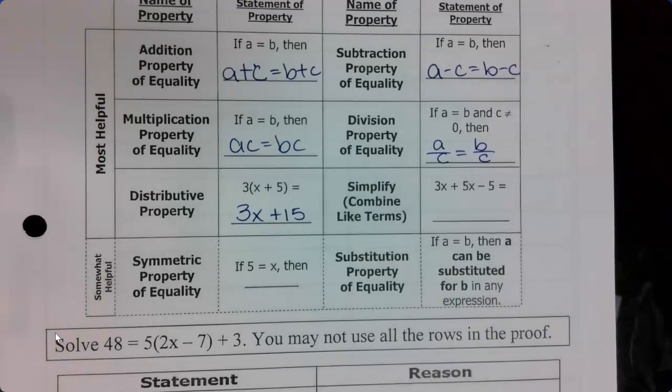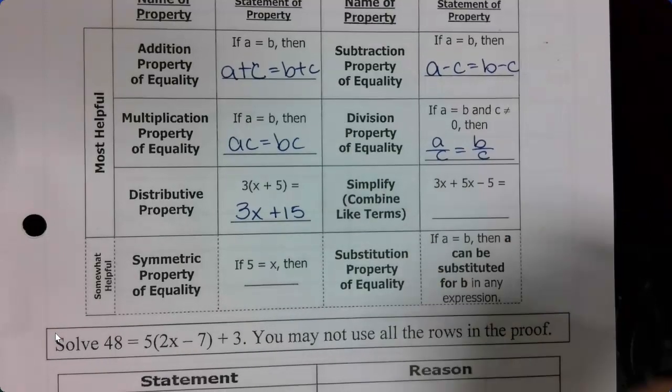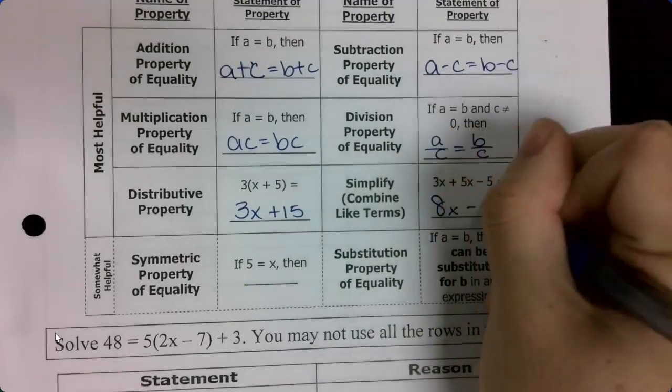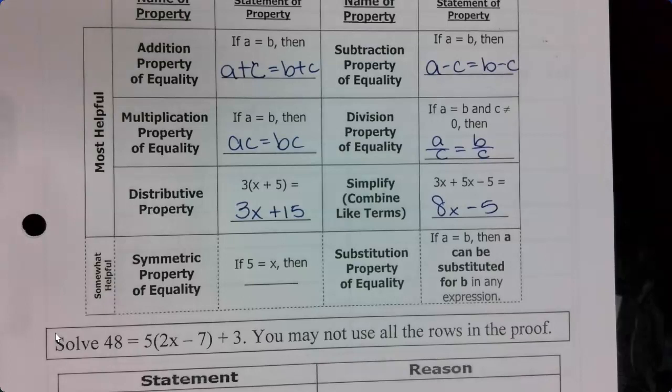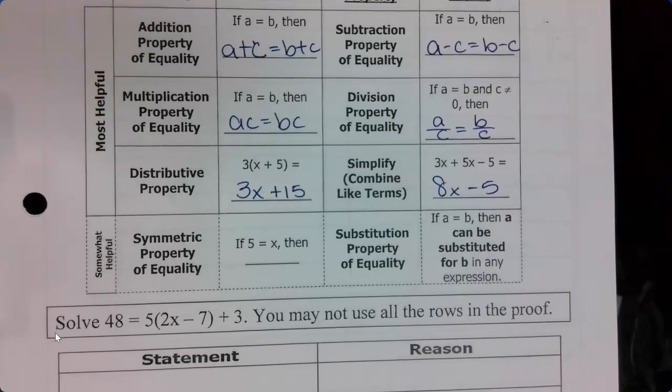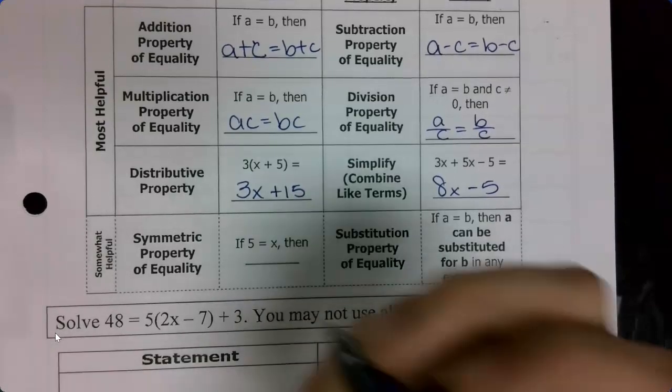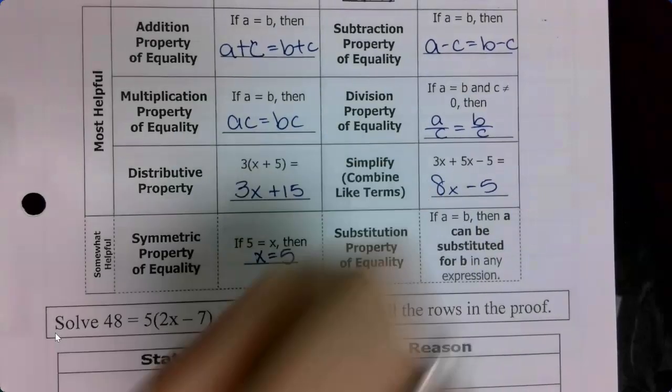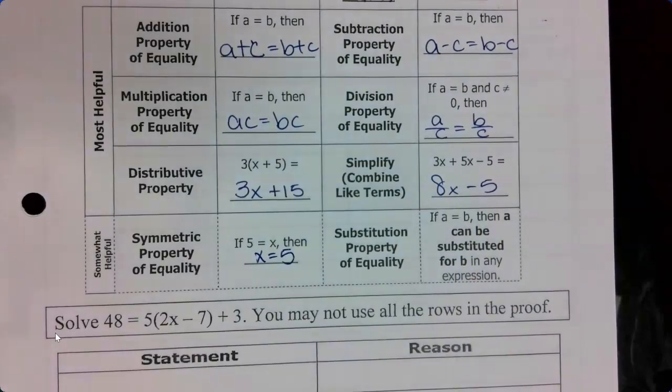My next one is to simplify. That's combining like terms, so I want to add those together. It's going to be 8x minus 5. My symmetric property of equality: if I have 5 equals x, then I can flip it around, and x equals 5. And my last property that we need to know for algebraic proofs is the substitution property of equality. So if A equals B, then I can replace anything that says A with B in any expression.